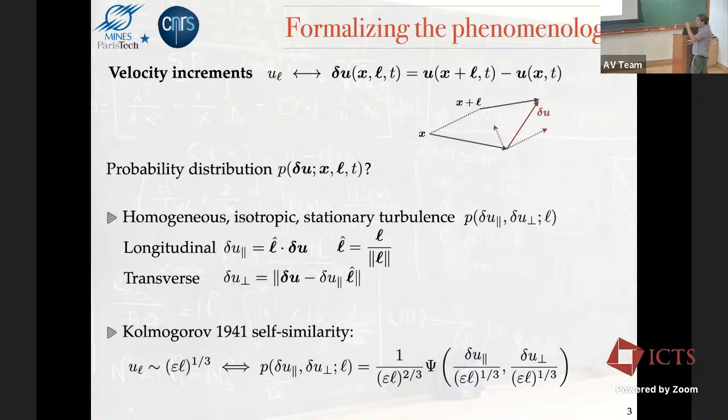So now, how in this language can we reformulate Kolmogorov 1941 phenomenology or similarity? The fact that the velocities are typically scaling this way as a function of L means that we expect such a scaling form for the joint probability distribution of longitudinal and transverse increments at a given scale L. So basically a scaling function. This is just the normalization factor times the scaling function, where the velocity differences are just rescaled by epsilon L to the power 1/3. Okay, so that's just the way to formalize K41 a bit.